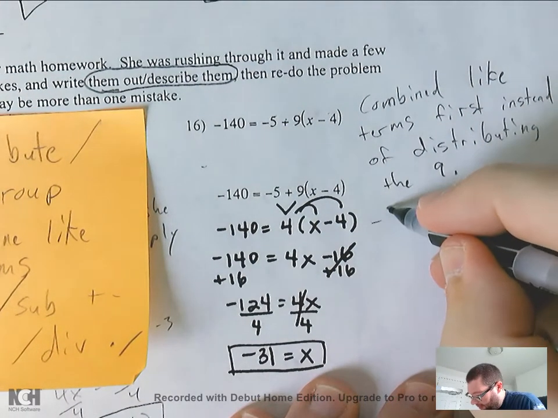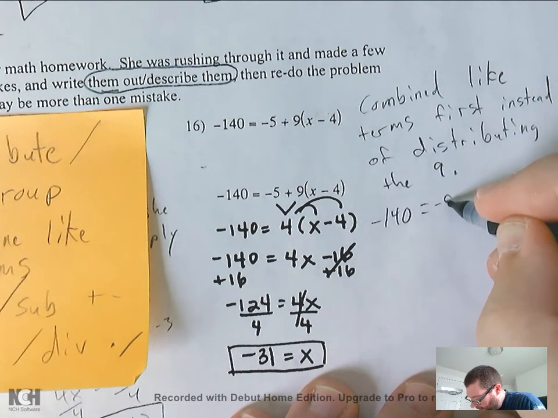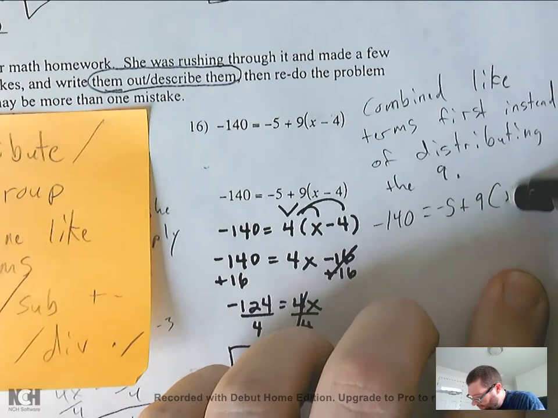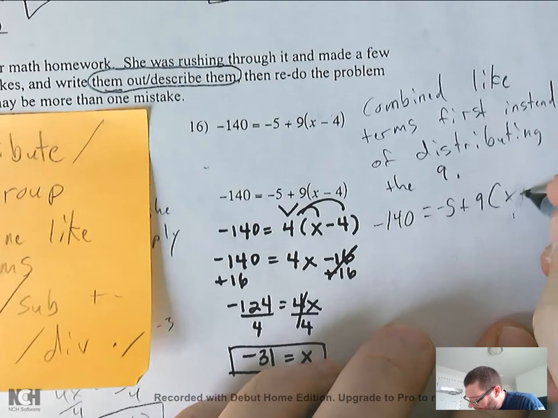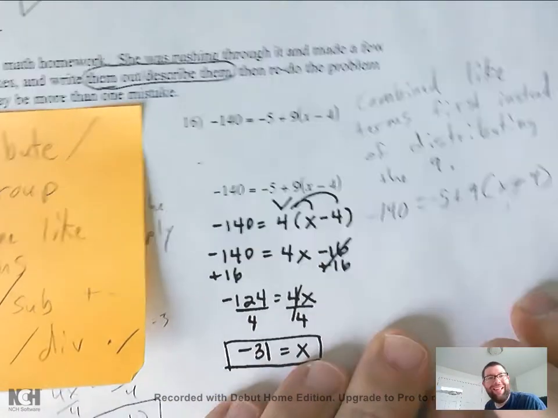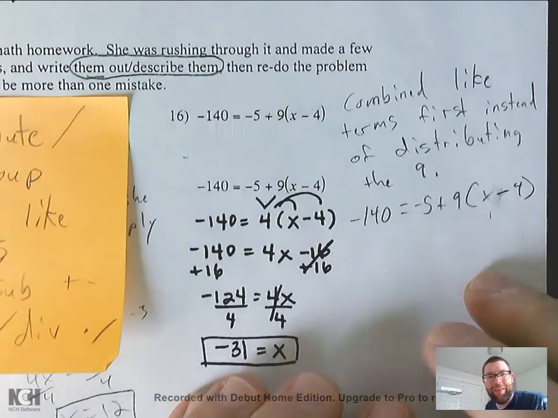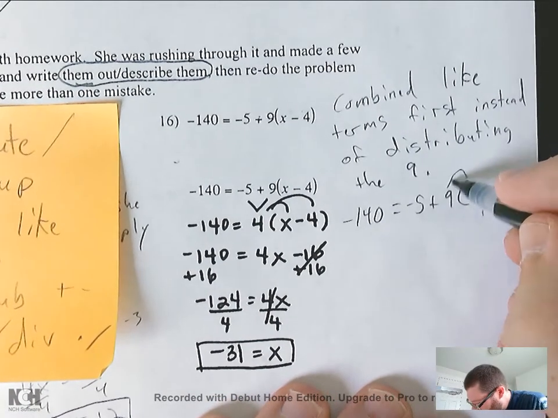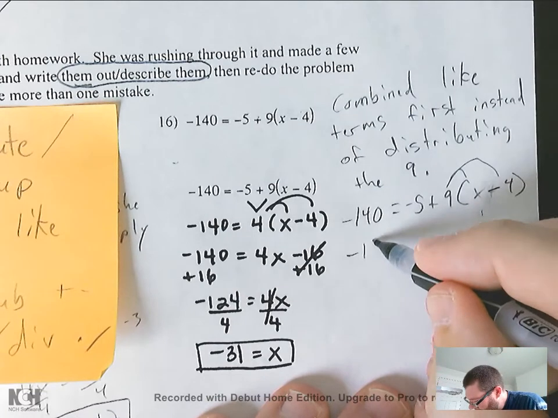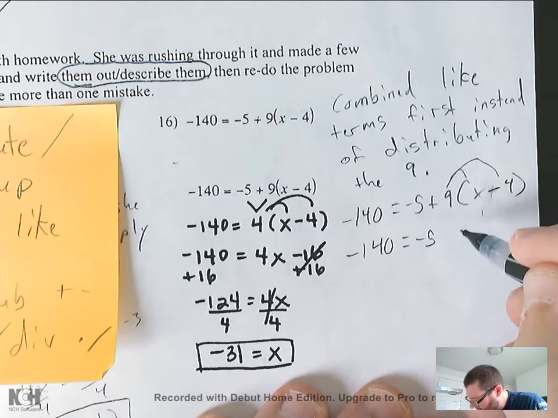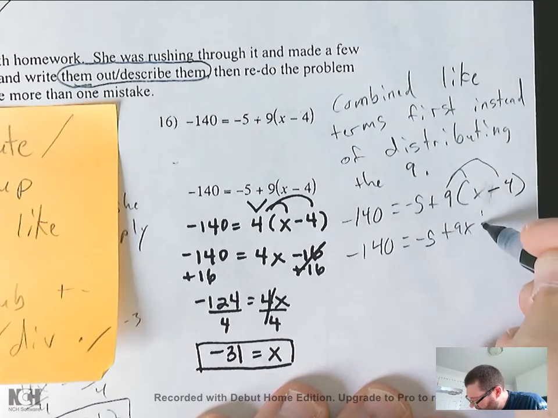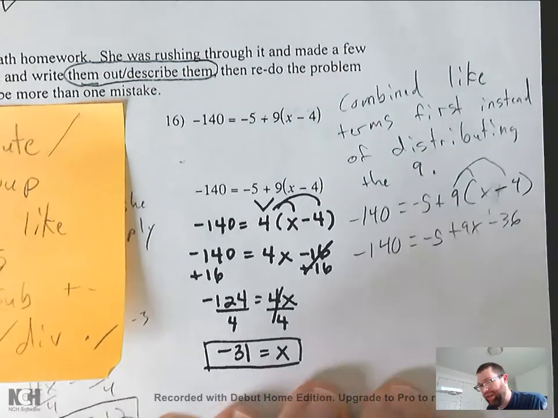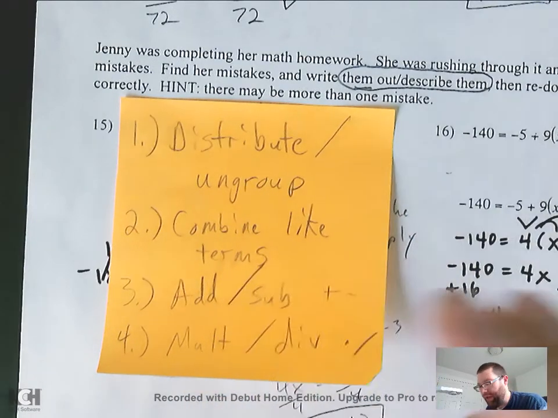Now let's solve it. So -140 equals -5 plus 9 times x plus 4, or not x plus 4, x minus 4. That's another mistake that's going to happen, is just writing down the problem wrong. So watch out for that. Okay. Then you would distribute first, which gives you -140 is equal to negative 5 plus 9x minus 36. Now we combine like terms, right? That's our next step after we distribute, is combine like terms.